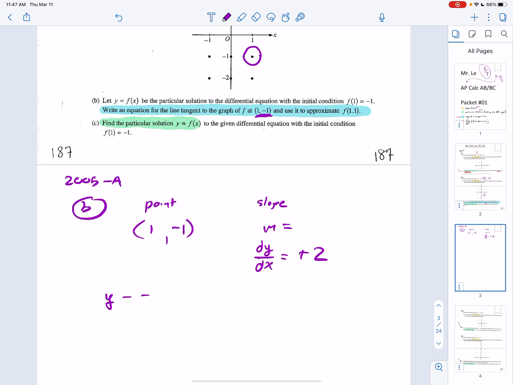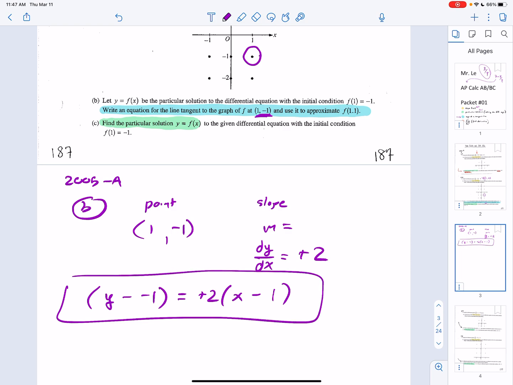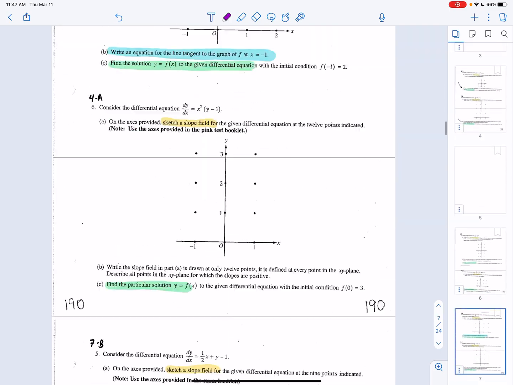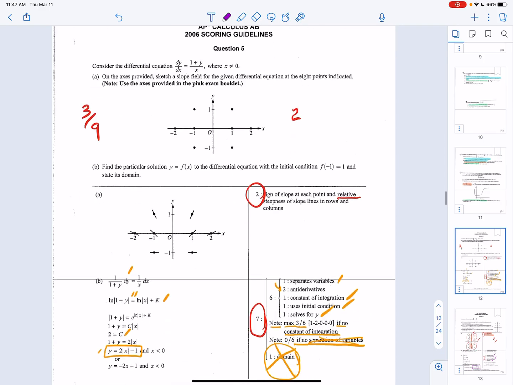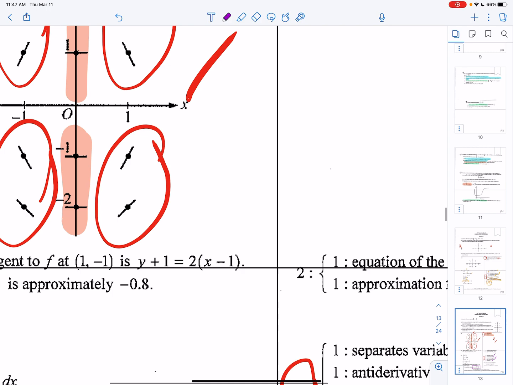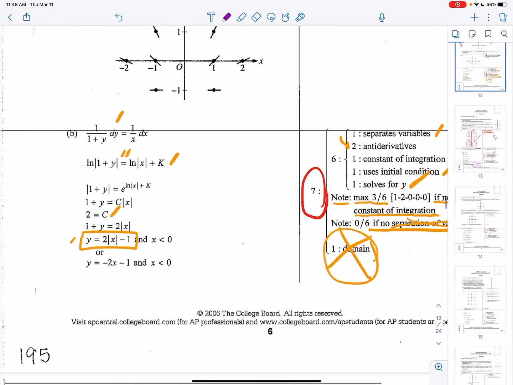Y minus the y-coordinate equals the slope times x minus the x-coordinate. Leave this as is. Equal is equal. If you actually take a look at the scoring guidelines, let me flip through it real quick. 2005. Okay, so they wrote y plus 1. We wrote y minus negative 1. We still get the point. Equal is equal there, although written very differently.